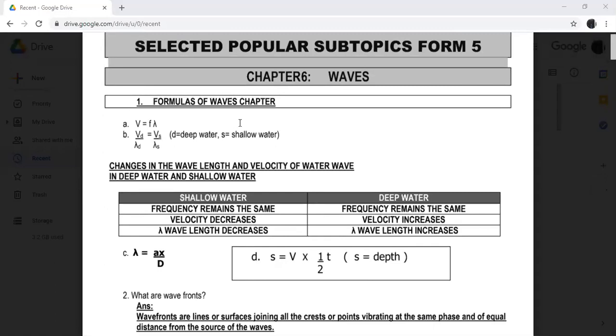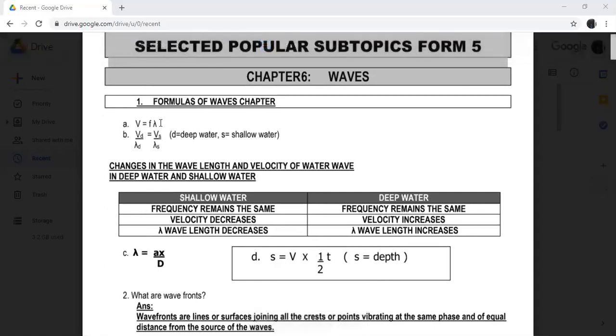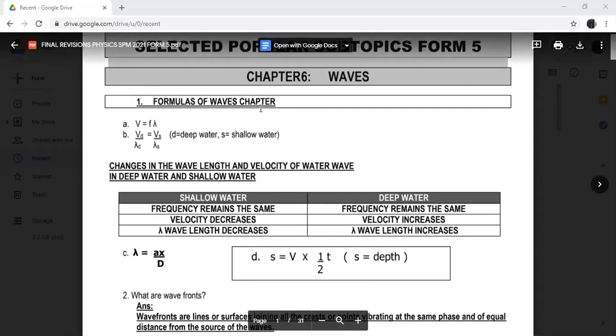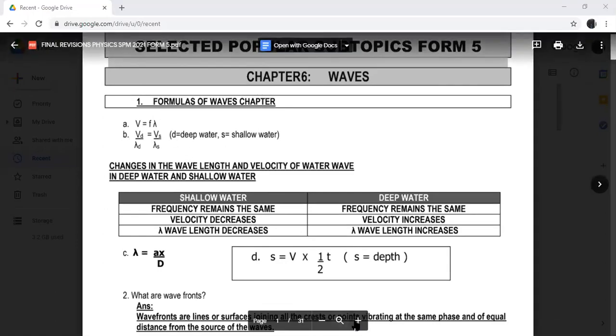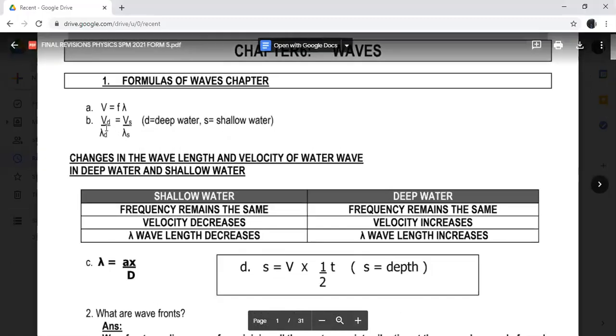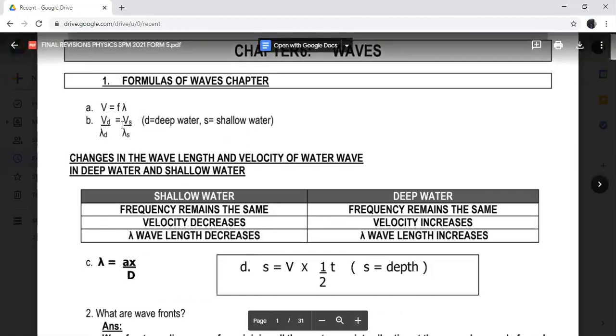All right. Formulas of the chapter on waves, very common one. Speed equals frequency times lambda. You should know that formula. And then B is for refraction. Whenever refraction occurs, speed in the deeper medium and lambda in the deeper medium equals speed in the shallow medium and lambda in the shallow medium. So these are the formulas that you have to know.